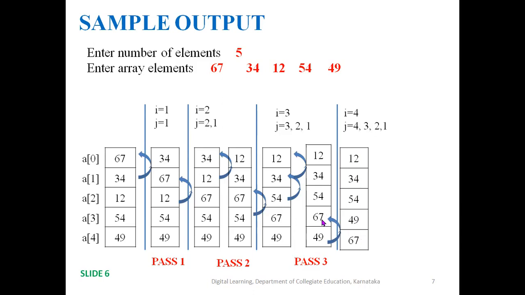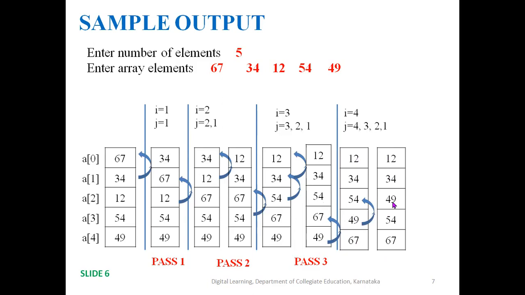Now next is a of 3 and a of 2 is going to be compared. A of 3 is 49 and a of 2 is 54. So 49 is less than 54. These two values have to be swapped. After swapping, you can see the new list appears like this.